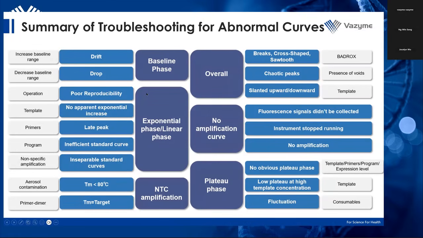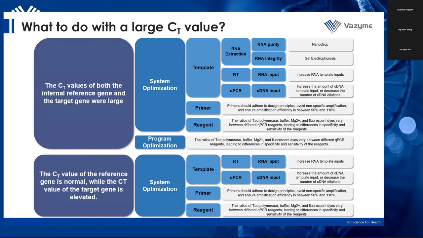So here is a summary for troubleshooting. I won't go through all of this because it's going to take too long. You can either screenshot this or just ask us later. I will send you a PDF copy of this troubleshooting. This is for the abnormal curves and this is for the CT value. This is very useful because no matter which lab you're in, you are prone to face some troubleshooting issues. So this is a very good guide.